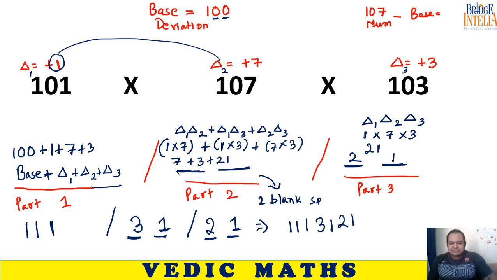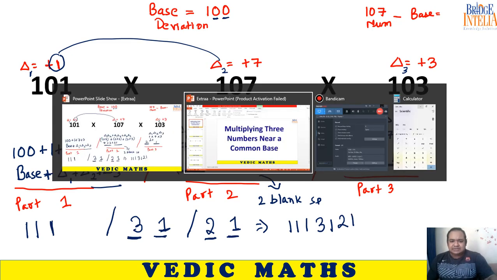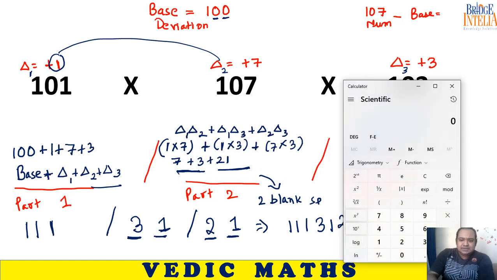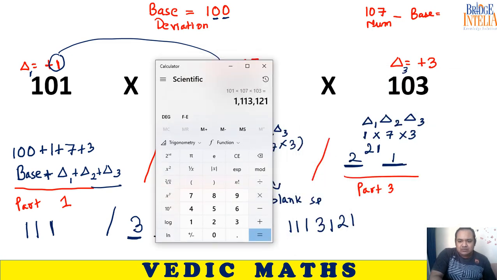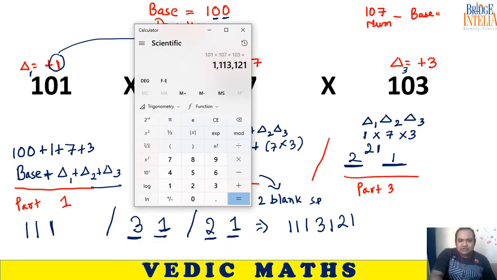Let's verify this using calculator whether this trick works or not. So we have to multiply 101 with 107 with 103. So is this actually equal to our answer or not? So 111 3121. Let us see. 111 3121. So yes, the answer matches.